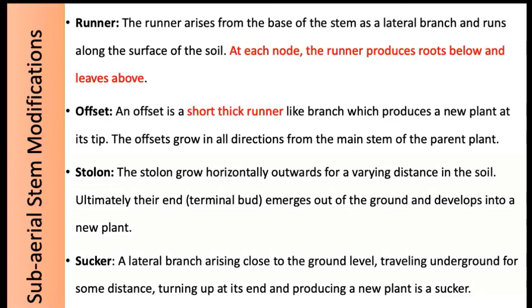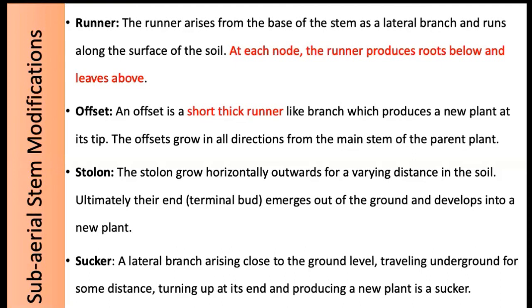And if the stem of a runner becomes short, and it produces branches in every direction, not in a single line, from the right side, from the left side, from north, east, west, it becomes an offset. So the difference between runner and offset is that a runner will grow mainly in one direction and will develop a leaf and root at every node. But if it doesn't grow in a single direction, and instead grows in every direction from the main plant, with a short, thick stem, this is called an offset.